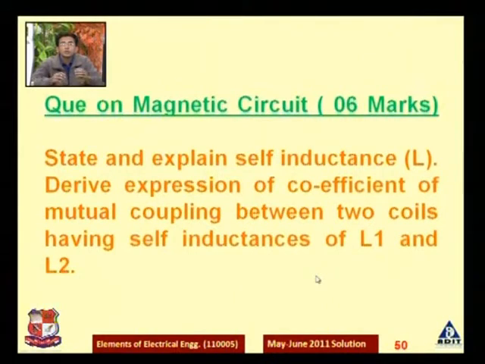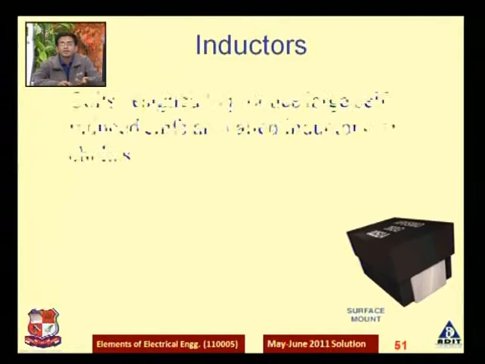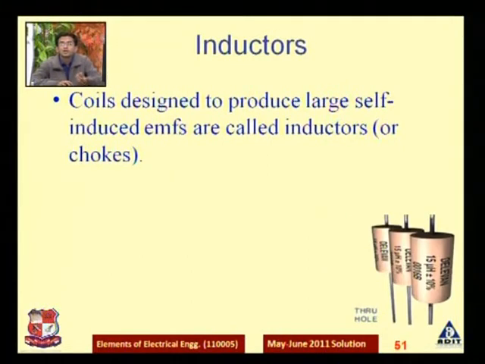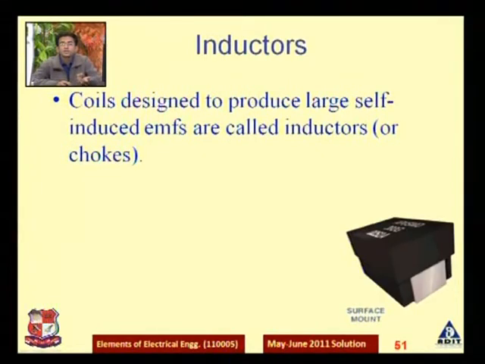Here you have two coils with self inductances L1 and L2. So in that way you have to derive the formula to find out the coefficient of mutual coupling, which is sometimes also called the coupling coefficient of an inductor. So let us first understand what an inductor is. An inductor is a coil designed to produce a large self-induced EMF, and it is sometimes also called a choke.